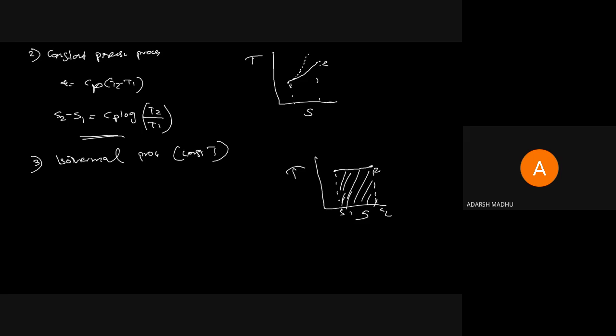The TS diagram is very important. The TS diagram for the entropy area is very important. Many questions ask to find the entropy change, to find the heat transfer, and so on. In the last part, A, B, C, D, part D will be to draw the TS diagram for the particular process.